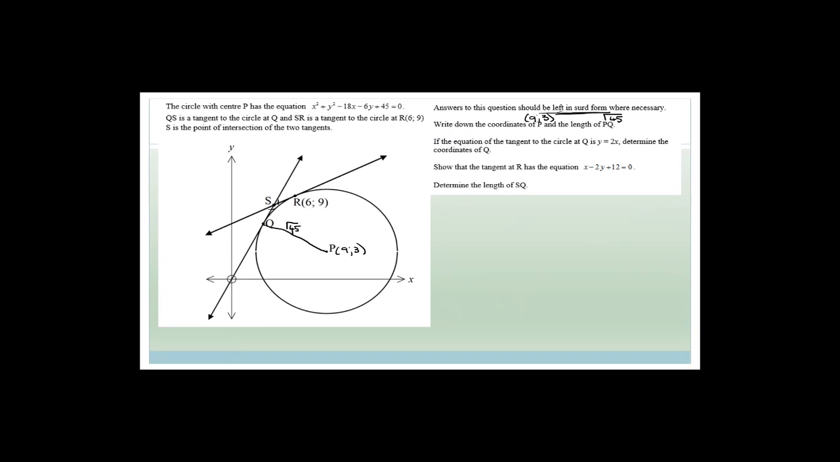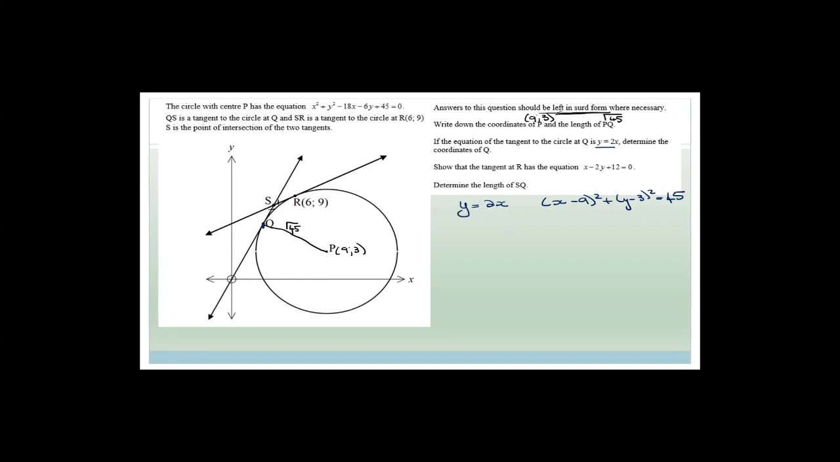Now it says, if the equation of the tangent to the circle at Q is y is equal to 2x, determine the coordinates of Q. So that's interesting. So we've got a line y equals 2x, and it is just touching the circle with the equation x minus 9 squared plus y minus 3 squared is equal to 45. Okay, so these two are just touching.